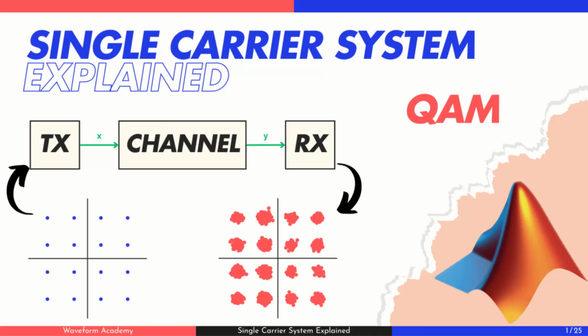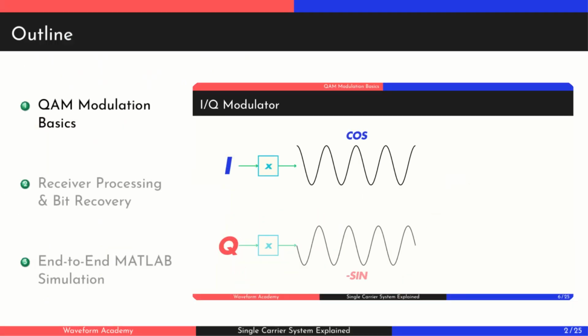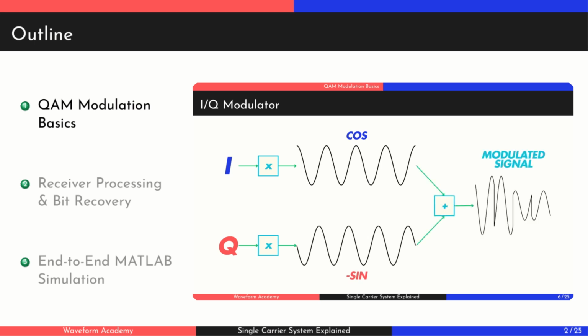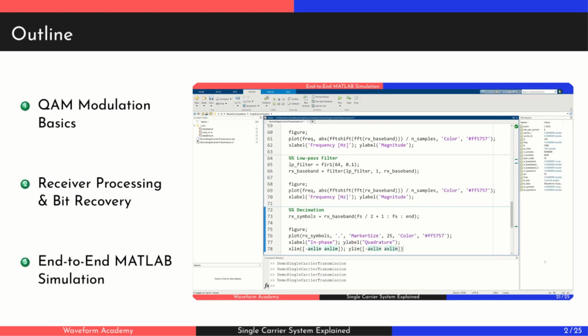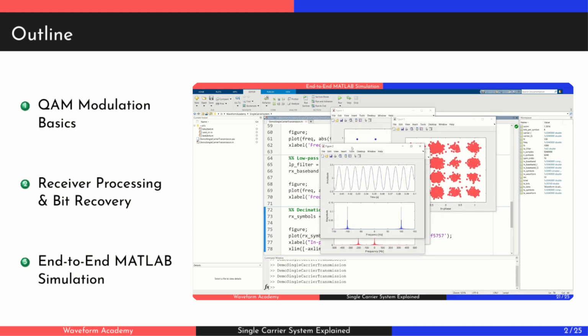Welcome to this video on single carrier system basics. We'll explore how QAM modulation turns digital bits into signals that can travel through a wireless channel and how the receiver processes those signals to recover the transmitted data. Finally, we'll bring it all together with a MATLAB simulation showing the complete signal chain.